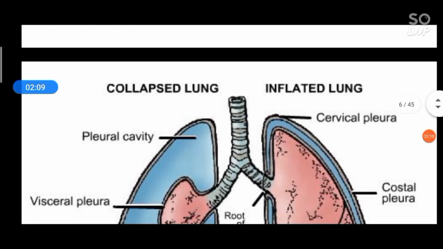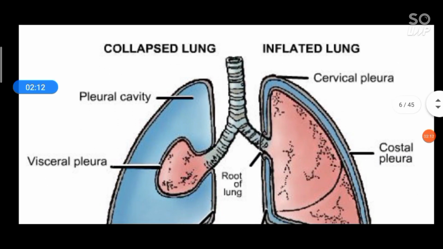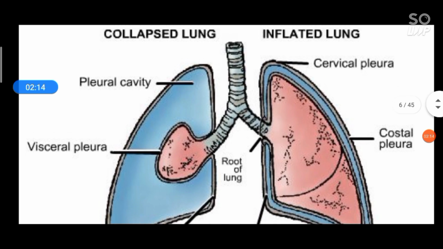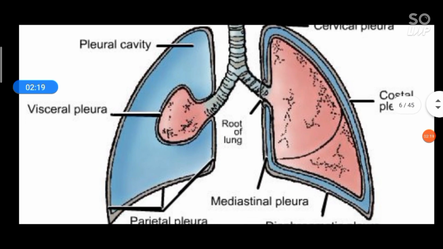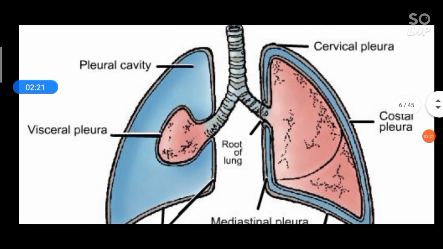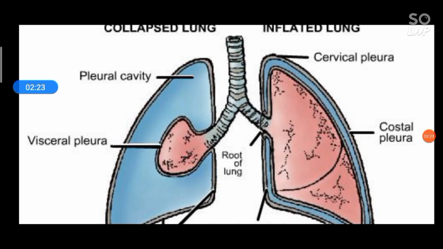In this diagram, you can see the inflated lung, cervical pleura, costal pleura, diaphragmatic pleura and mediastinal pleura. The costal pleura lines the inner surface of the thoracic wall. It covers the ribs, costal cartilage and intercostal space, and is loosely attached by a thin layer of loose areolar tissue, which is called the endothoracic fascia.